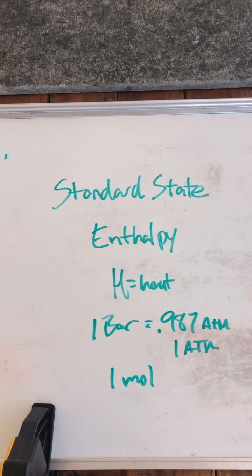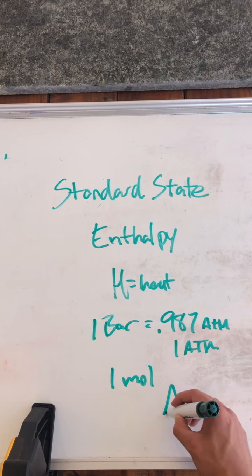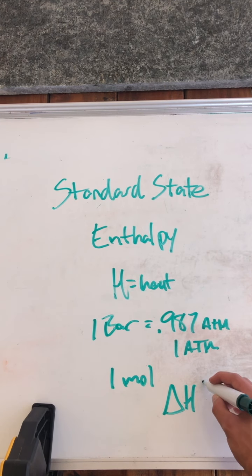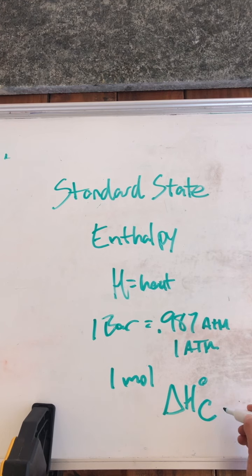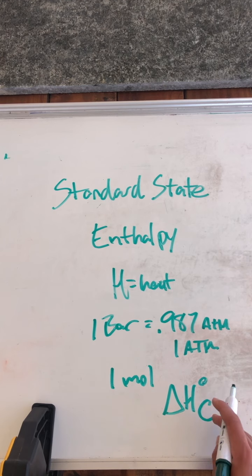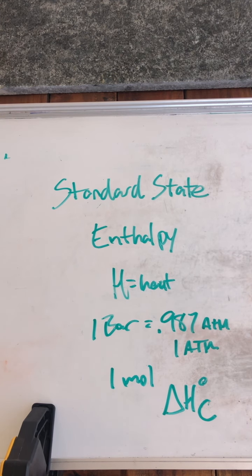So there is an abbreviation for this. It is going to be delta H, or change in enthalpy, and then we use this degree sign and a subscript to represent standard state. So this degree sign is standard state, and the C is for combustion. We'll get into that in a second. All right, but change in enthalpy and a standard state. All right, so let's get into one of the applications for this, the standard enthalpy of combustion, or delta H degrees C.